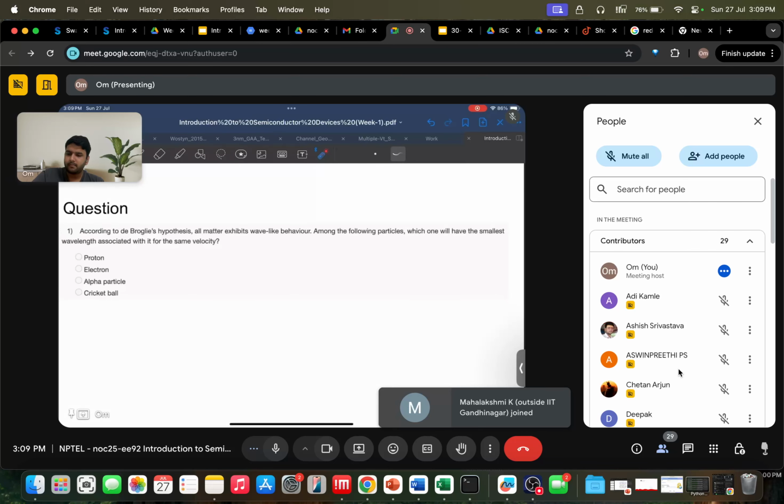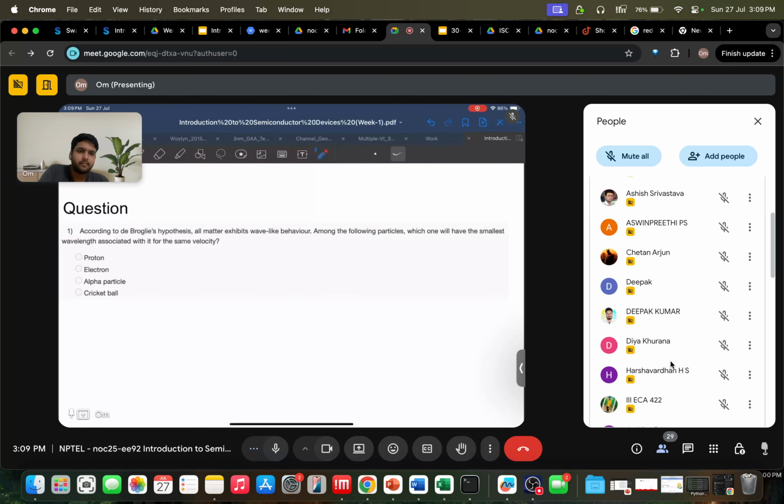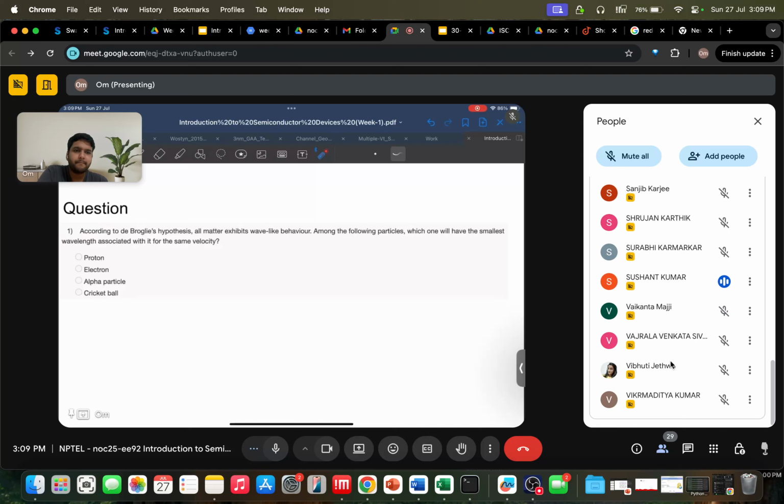Yeah, this is Sushant. Hi, this is Sachin. de Broglie hypothesis, lambda is equal to h upon p, where p is the momentum. So to have the smallest wavelength, one should have the largest momentum. So momentum would be largest for this cricket ball. Right, sure. Okay.